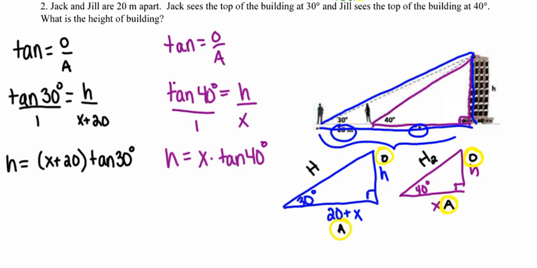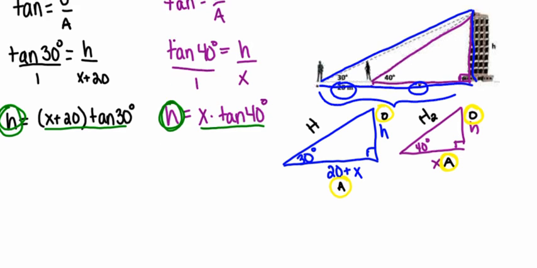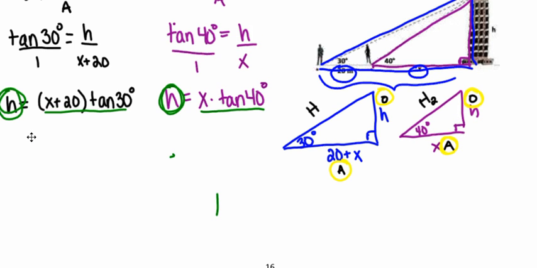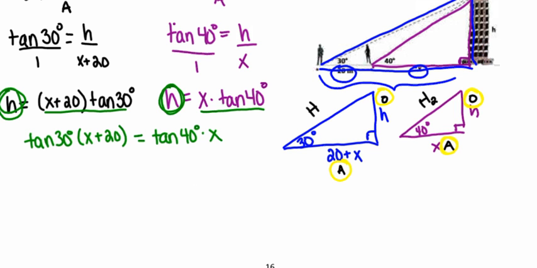Okay, at this point we have this nice little system of equations where we have h that's equal to this expression, and we also have h that's equal to that expression. So what I'm going to do is set the two of them equal to each other. So I've got the tangent of 30 degrees times x plus 20 is equal to the tangent of 40 degrees times x.